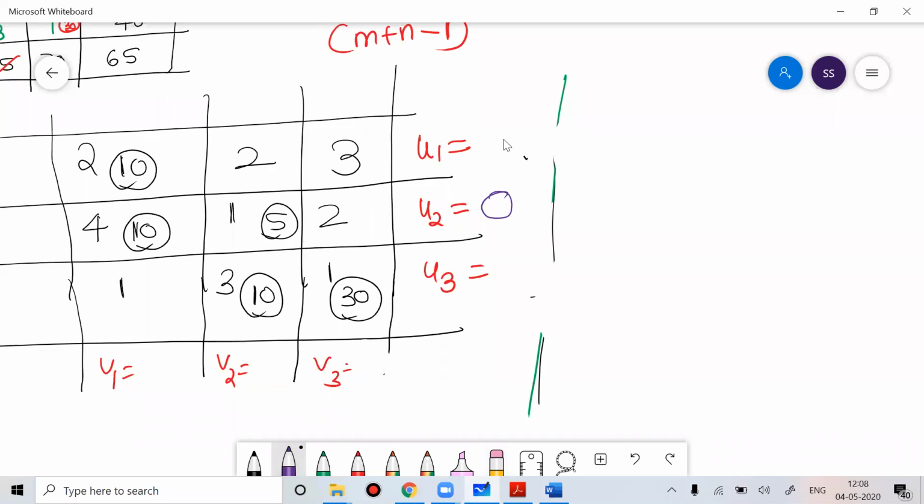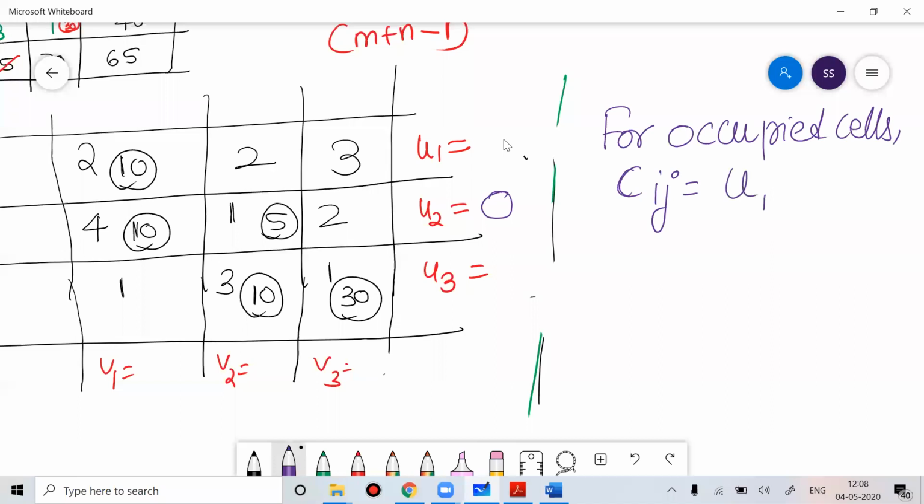So what I have done, like U1, U2, U3, V1, V2, V3, out of all, put any variable, doesn't matter, take one variable, put 0. So that I have done. Now we'll use the formula for occupied cells. We have used a formula called Cij is equal to Ui plus Vj. So if I put U2 equal to 0, automatically the value of V1 is equal to 4 and the value of V2 is equal to 1. I hope this is clear with everyone.